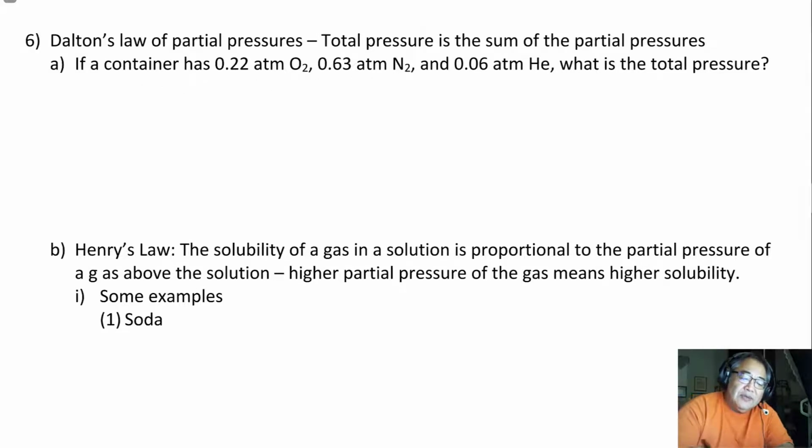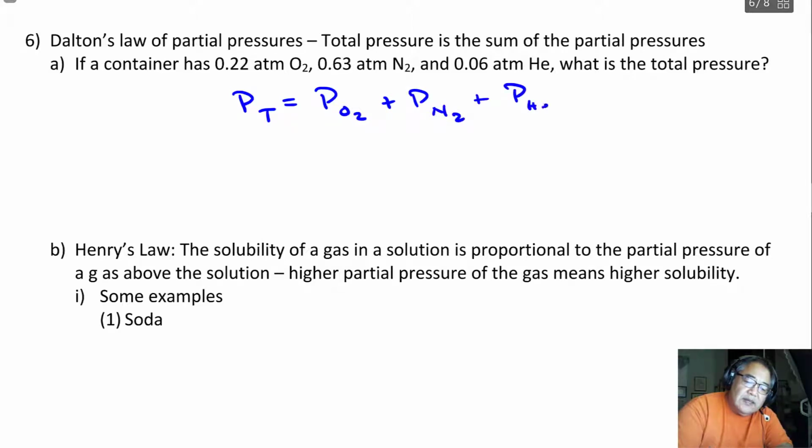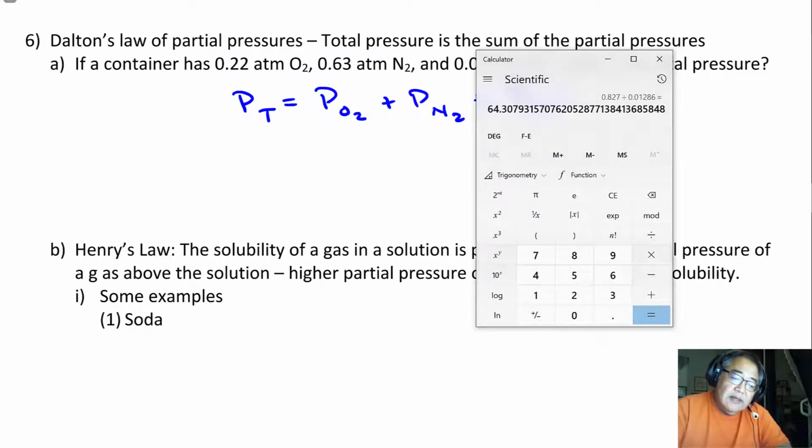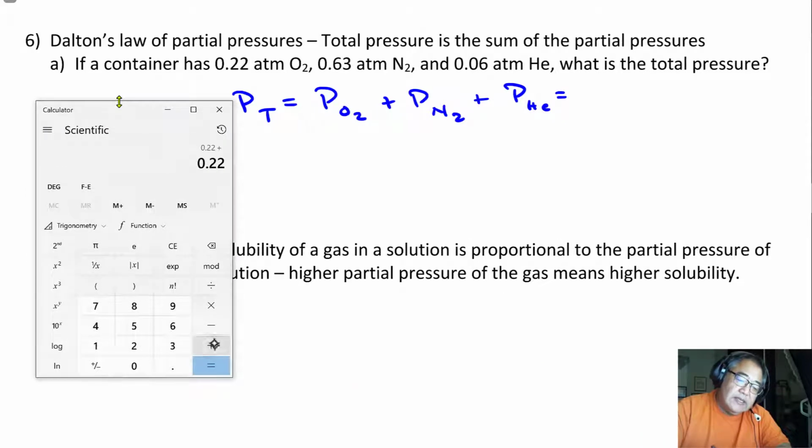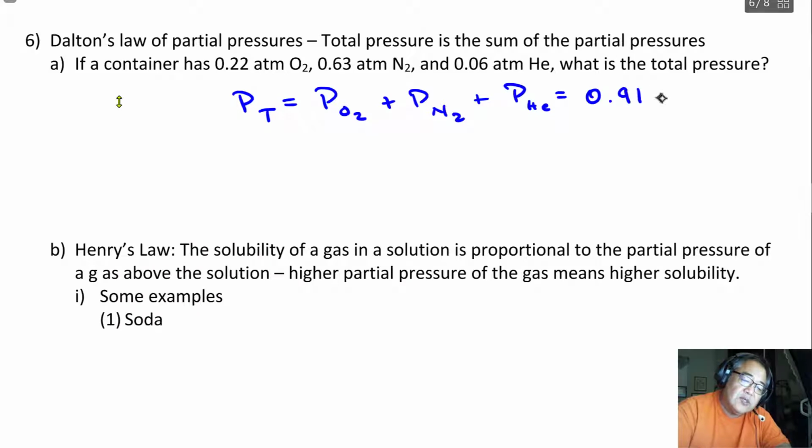Here's an example of how you would do it, right? It says, if a container has 0.22 atmospheres of oxygen, 0.63 atmospheres of nitrogen, and 0.06 atmospheres of helium, what is the total pressure, right? So P total is equal to P of the oxygen plus P of the nitrogen plus P of the helium. You really just add the numbers together. So let's go ahead and just pull a calculator for fun, because I don't really remember what the answer is. It's going to be 0.22 plus 0.63 plus 0.06. So the total pressure, you expect it to be 0.91 atmospheres.